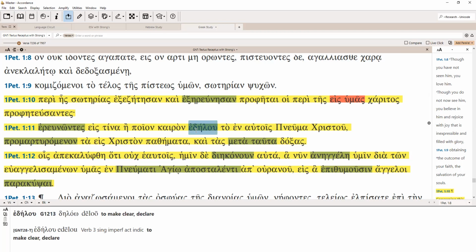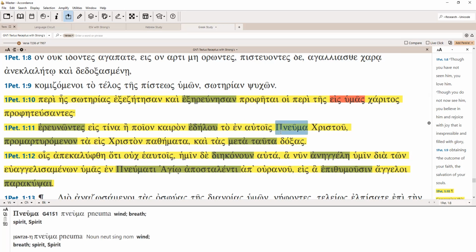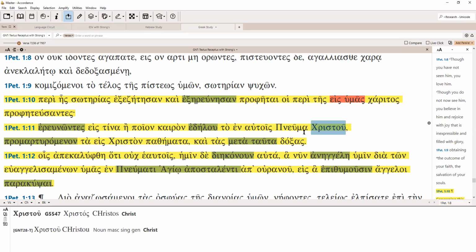Edelou. So delo means to make clear. We see that we have an epsilon augment, but we also have an omicron upsilon, so it makes it a third person. So third person is singular, imperfect. And edelou, they have been declaring, told that in autois, in them, pneuma Christou, the Spirit of Christ.